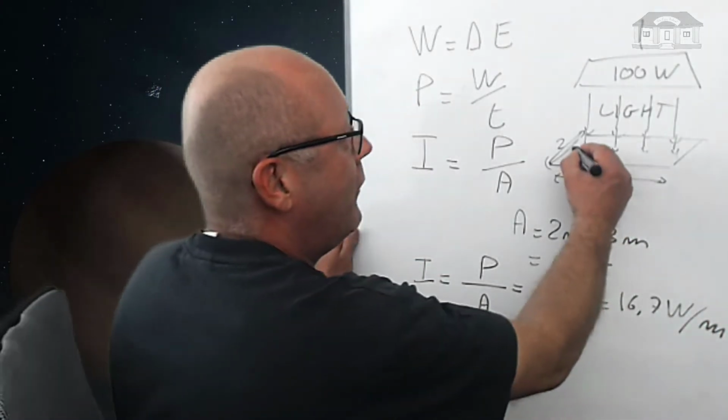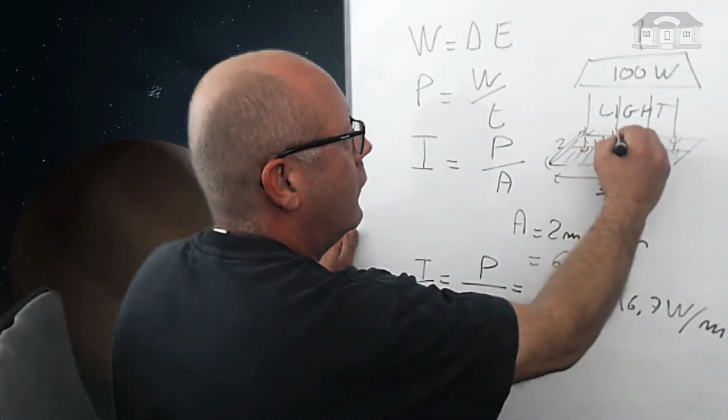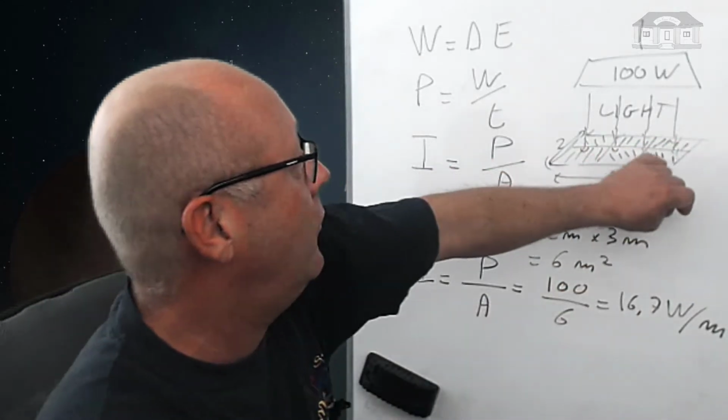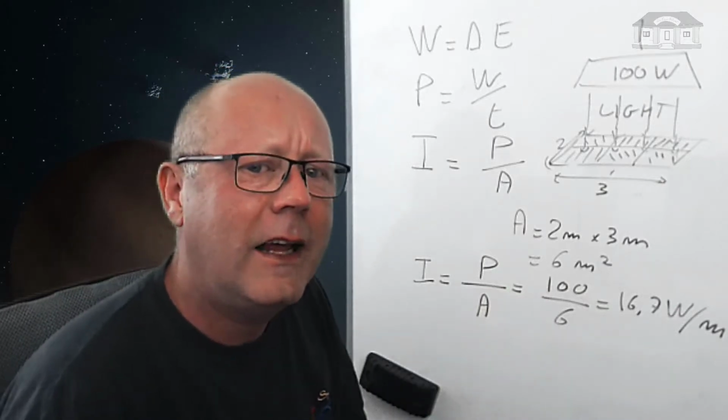Yes? It's like if you divided the paper into 6 sections of 1 square meter each, and you can see each takes 1/6 of all the light. Yeah, normal, right? That's what intensity is.